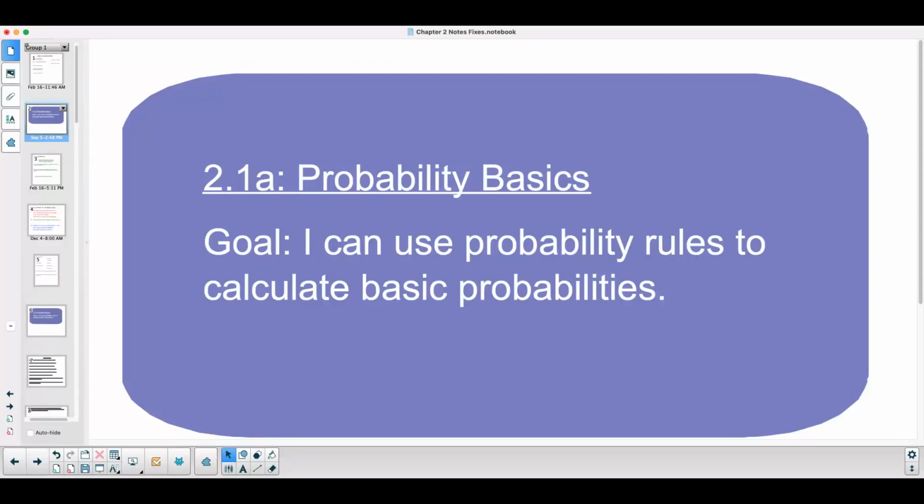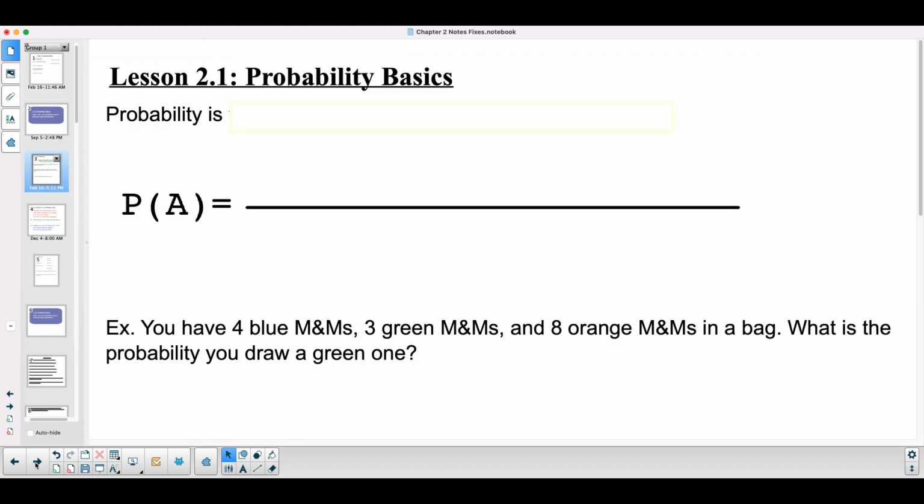The goal is I can use probability rules to calculate basic probability. So here we go. First day of probability. First off, just what it is. Probability is the chance that a specific outcome occurs. Okay, so it's just the percent chance that what we want to happen is going to happen.